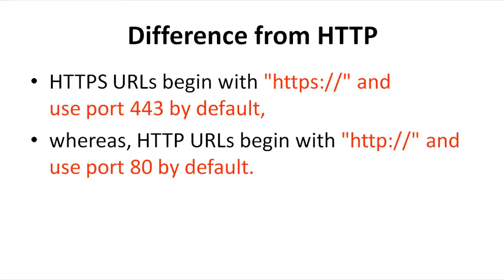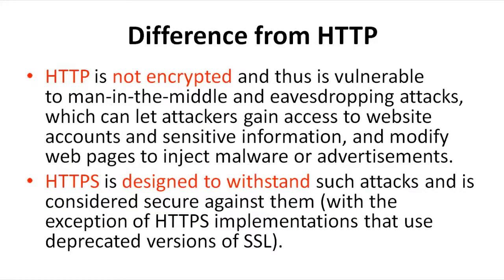HTTPS begins with https:// and uses port 443 by default. Whereas, what is the difference with HTTP? HTTP begins with http://, and by default uses port 80. HTTP is not encrypted, but HTTPS is designed for encryption purposes. Here, it is designed to withstand such attacks and is considered secure against them.